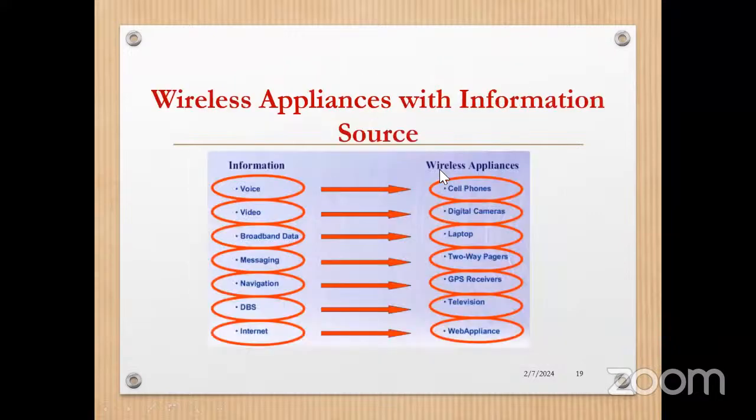These are some of the wireless appliances with their information sources. For voice, you can use cell phones; for video, digital cameras; for broadband data, laptops; for messaging, we had pagers earlier; for navigation, GPS receivers; for direct broadcast systems, televisions; and for internet, we have that too. Now all these information sources are available in our mobile phone, a single device that can be used for all of them.